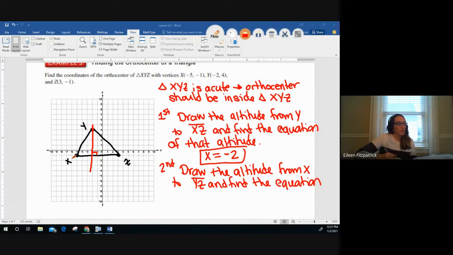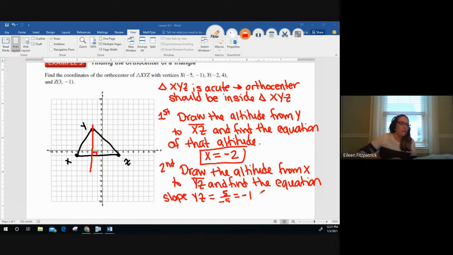So in order to draw the altitude from point X to YZ, I need to know what the slope of YZ is. So slope of YZ, and you can just count, or you could use slope formula. So to go from Z to Y or from Y to Z, it doesn't make a difference. Rise over run, I'm going up 1, 2, 3, 4, 5 units and over 1, 2, 3, 4, 5 units. So I did up 5 and left 5. So 5 over -5, which gives you a slope of -1.